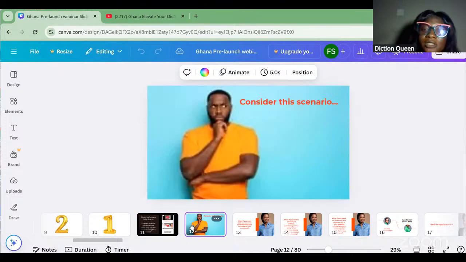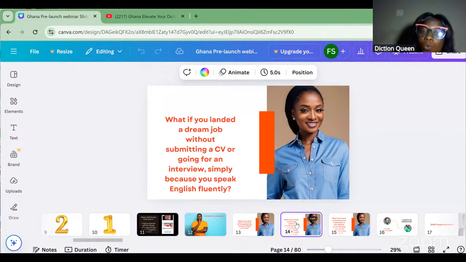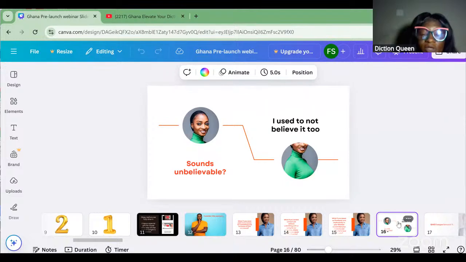So I want you to consider this scenario. Consider what would happen if you were paid more money for something just because of how you sound. So something you've always done. Let's assume you are an entrepreneur, a graphic designer, a fashion designer, a teacher, whatever, and you were paid more money to do the same thing you've always done before just because of how well you sound. Or what if you were able to land a dream job without submitting a CV or even going for an interview just because of how you sound? Or perhaps you're able to speak so flawlessly and rhythmically in your Ghanaian accent that your clients and students fall in love with you. I'm aware that some of you might not believe this. The truth is, I never believed I could experience all of this as well.